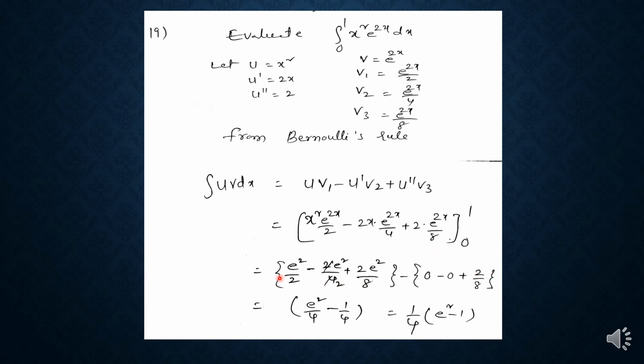So here by simplifying this, what we will get? E square by 2 minus 2 e square by 4 means e square by 2, plus 2 e square by 8 means e square by 4, here, plus e square by 2 minus e square by 2 get cancelled, plus e square by 4 minus 2 by 8 means 1 by 4, e square by 4 minus 1 by 4, that can be written as 1 by 4 into e square minus 1. So this is the solution for the given problem.